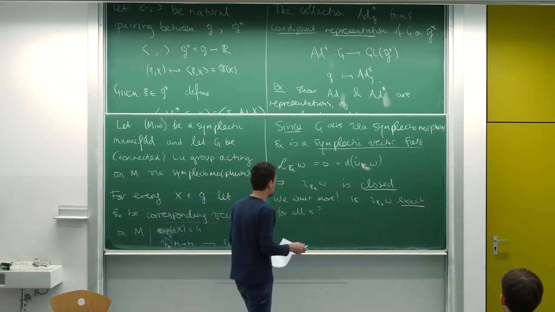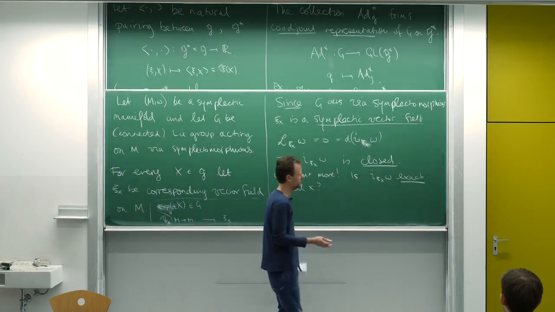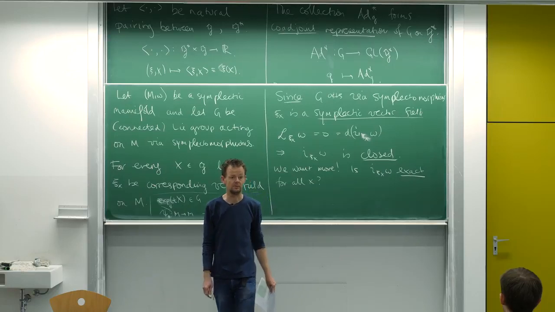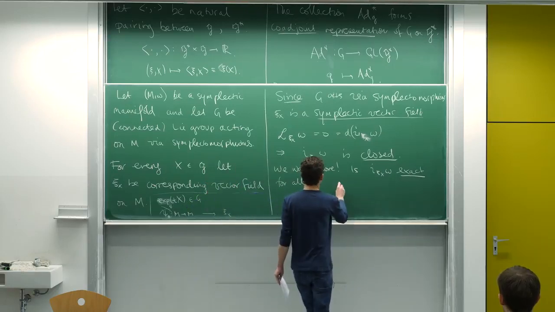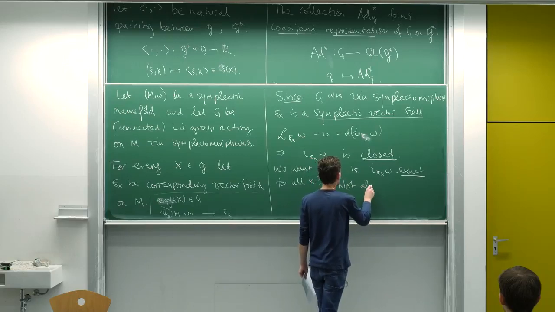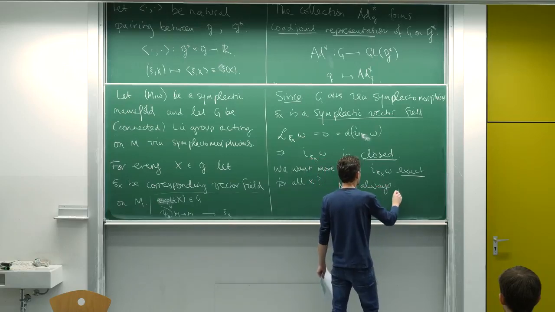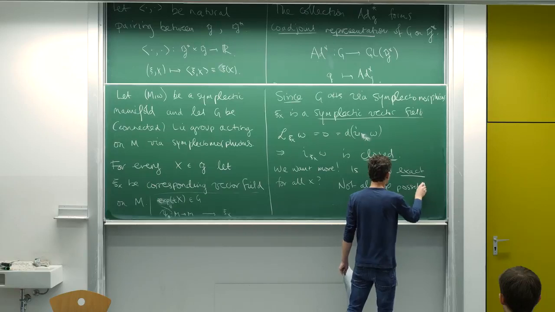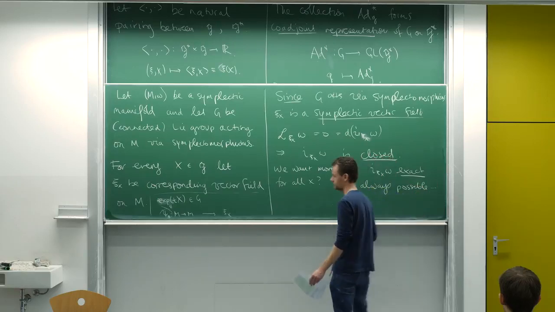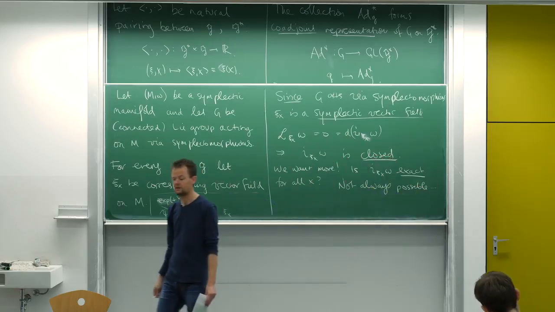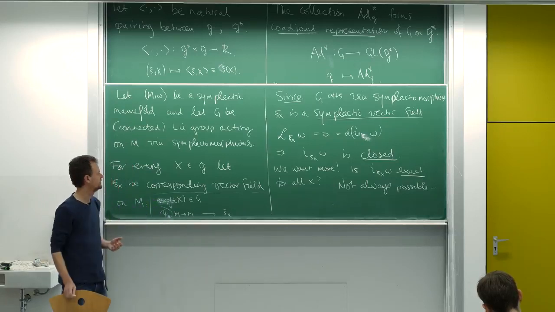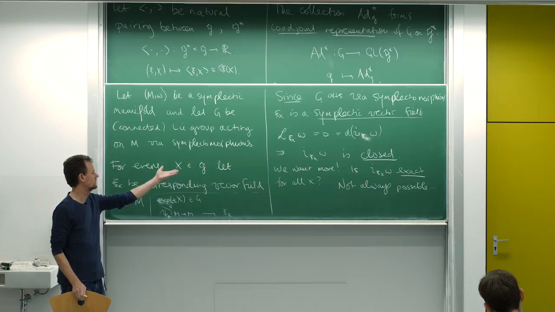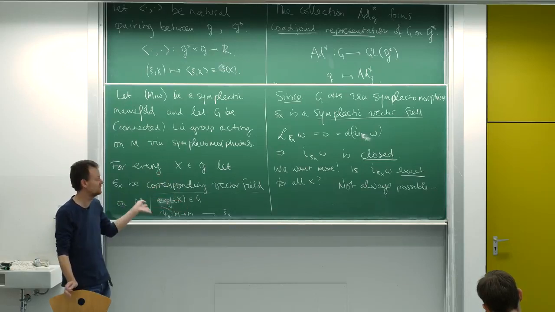Now, there's some bad news, right? You already knew the bad news from just Hamilton vector fields. It's not always possible. There can exist symplectic actions which are not giving rise to exact vector fields like this. And we already know some, right?